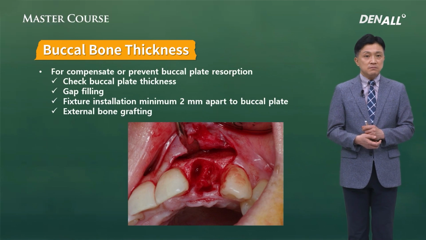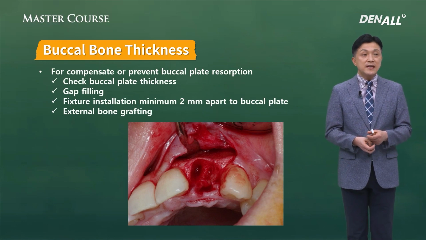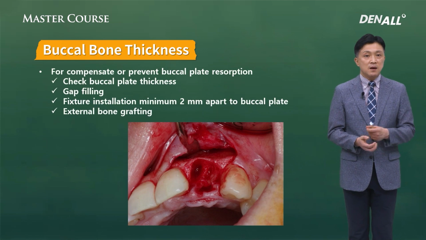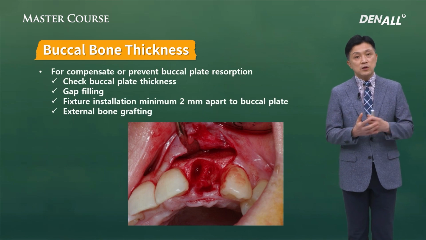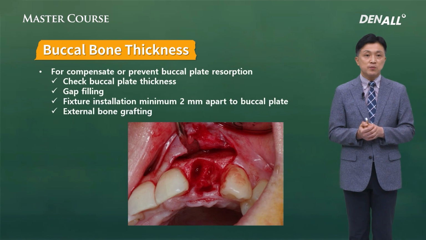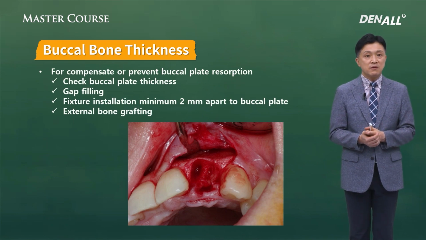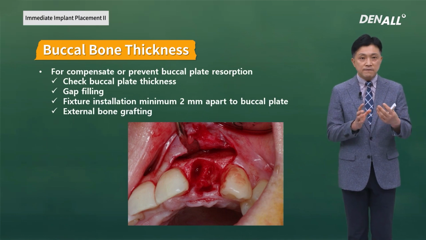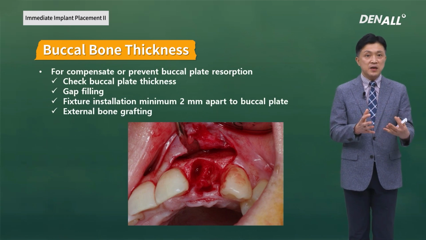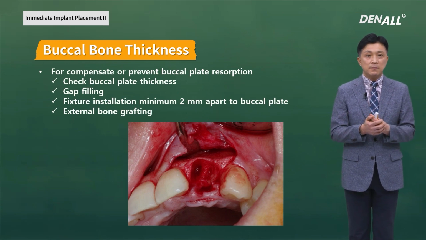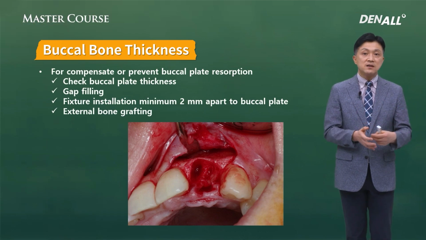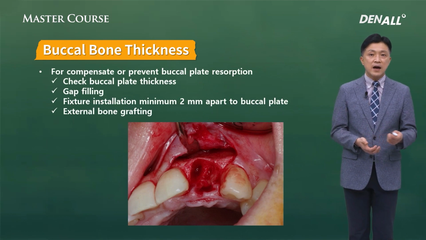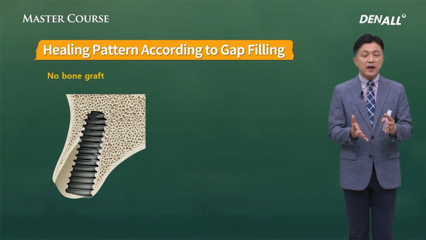We need to compensate for buccal plate resorption. Ways to do this include the following. First, you need to look at buccal plate thickness. If it is 2 mm or above, you can assume there's going to be minimal remodeling. Second, you need to think of ways to do gap filling. You need to place the implant away from where the remodeling is going to occur. Also, you can consider doing external bone graft outside of extraction socket.